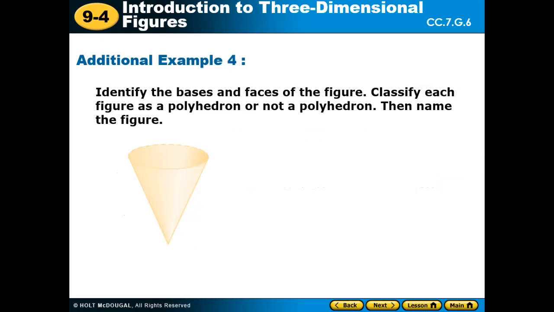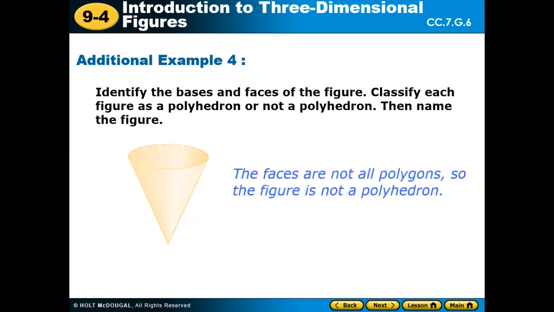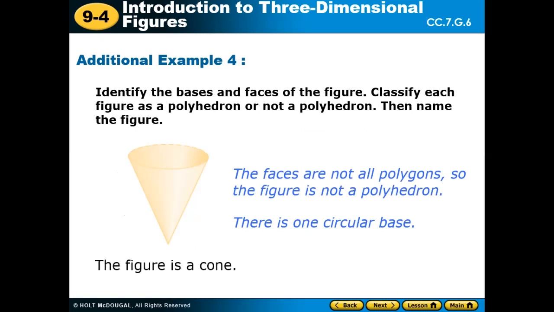Another example. Here also, in that case, I have one base as a circle, right? So the faces are not all polygons. It means this figure is not a polyhedron. Okay, and the name is cone.